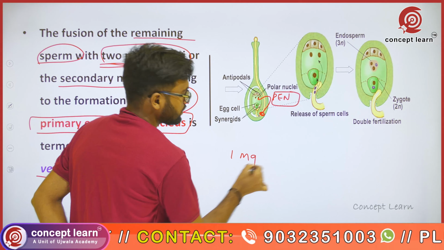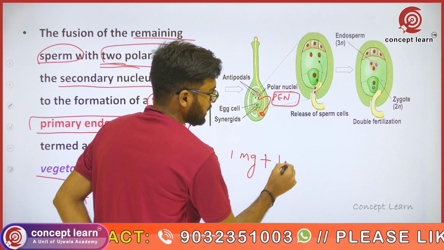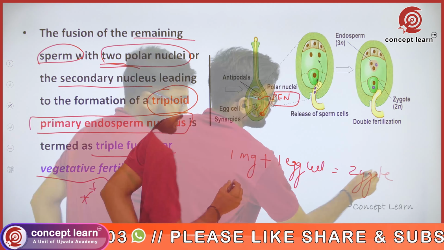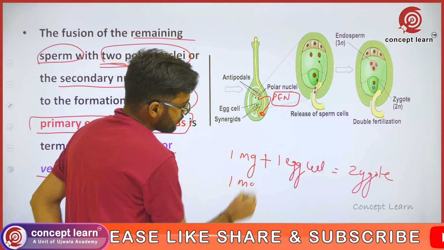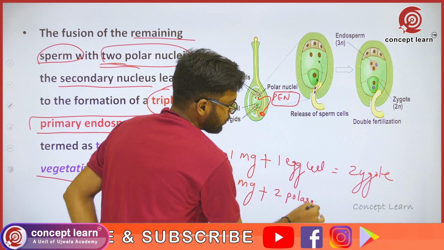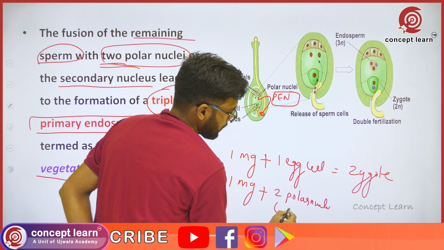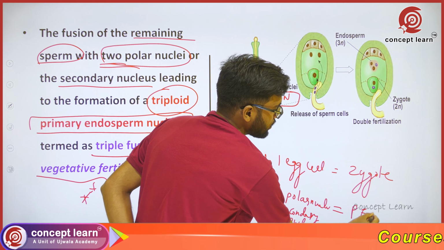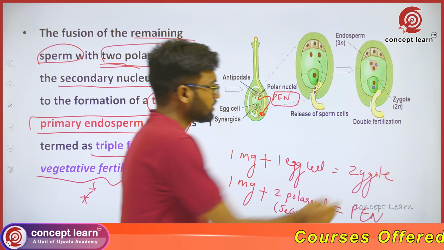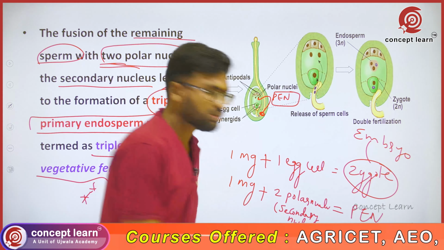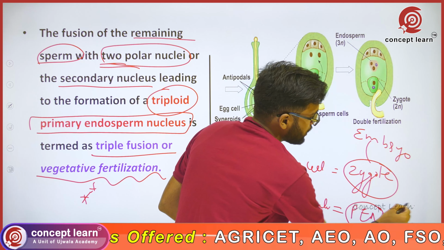One male gamete fused with the egg cell and formed the zygote. The second male gamete fused with the two polar nuclei. What do we call the two polar nuclei? The secondary nucleus. It forms the primary endosperm nucleus. So this zygote further develops into the embryo. This primary endosperm nucleus further develops into endosperm.